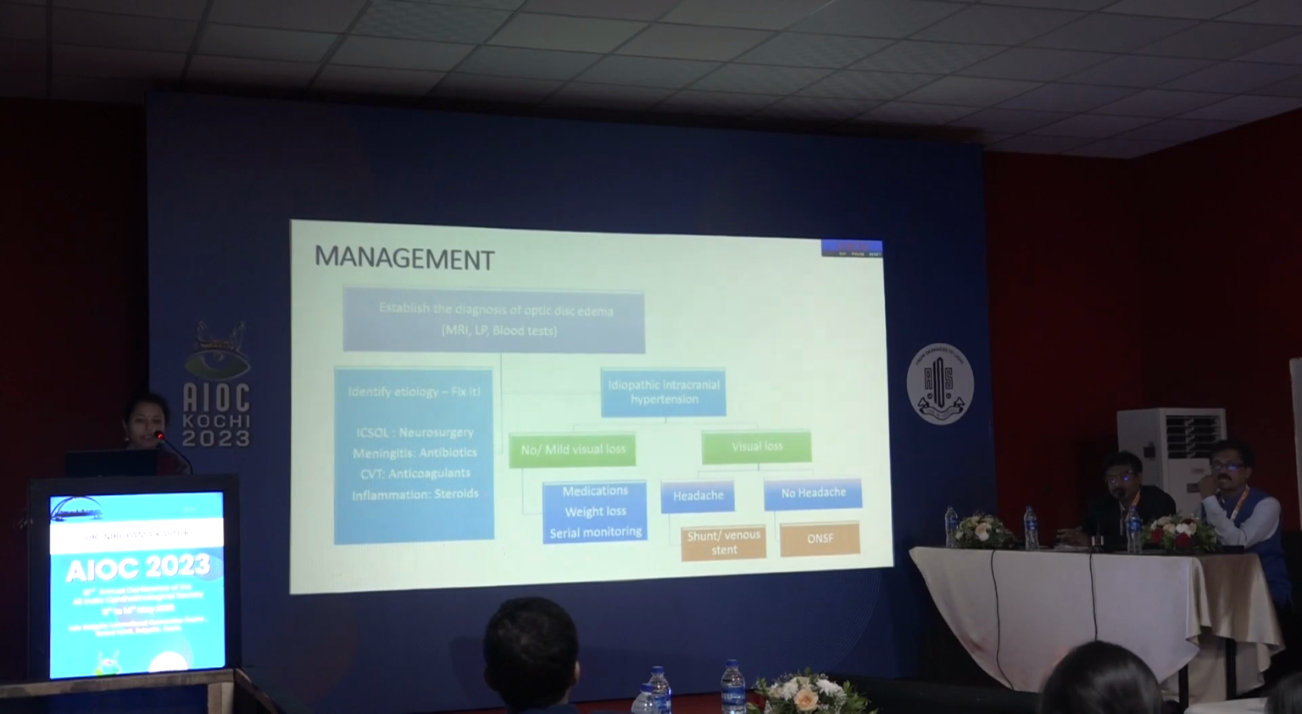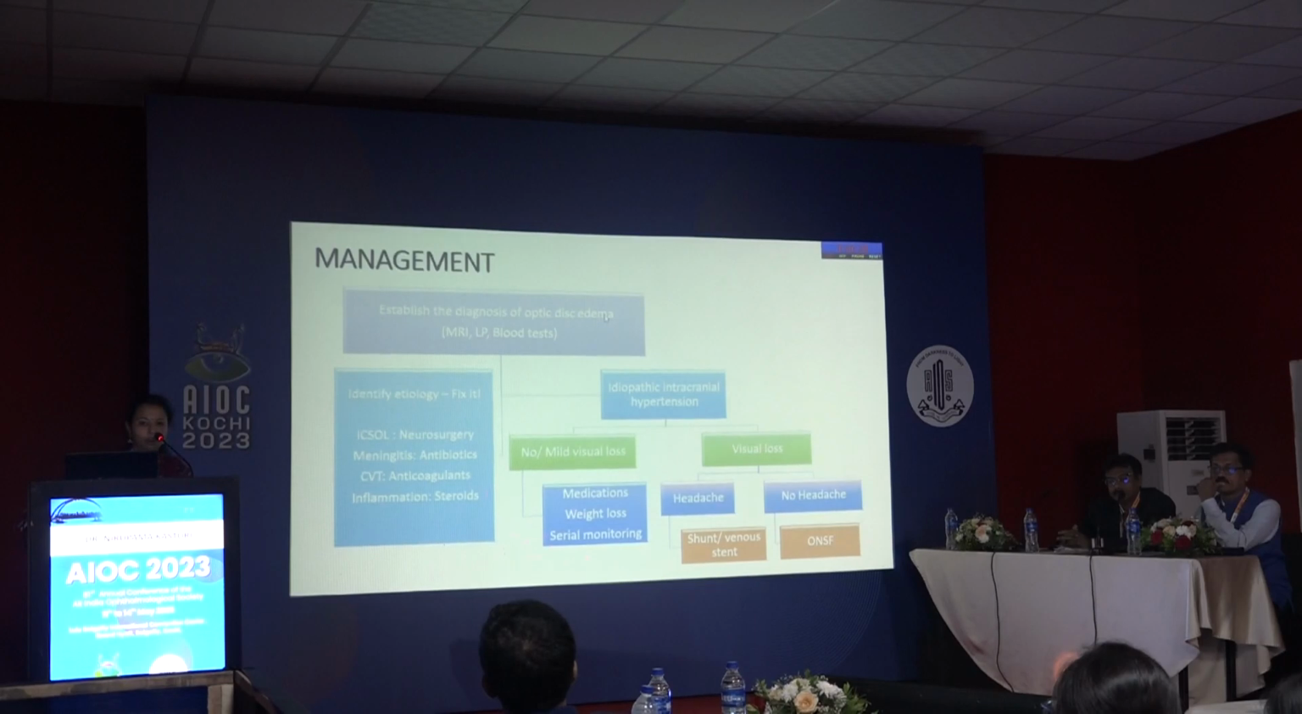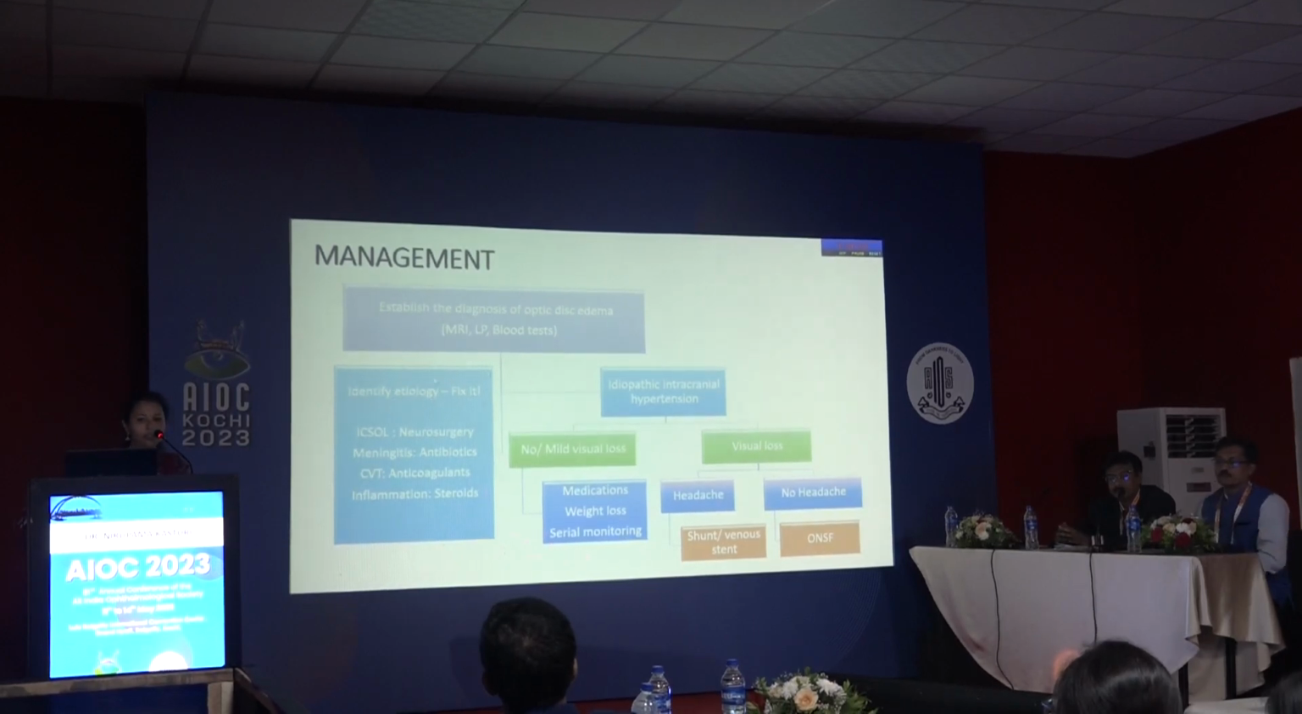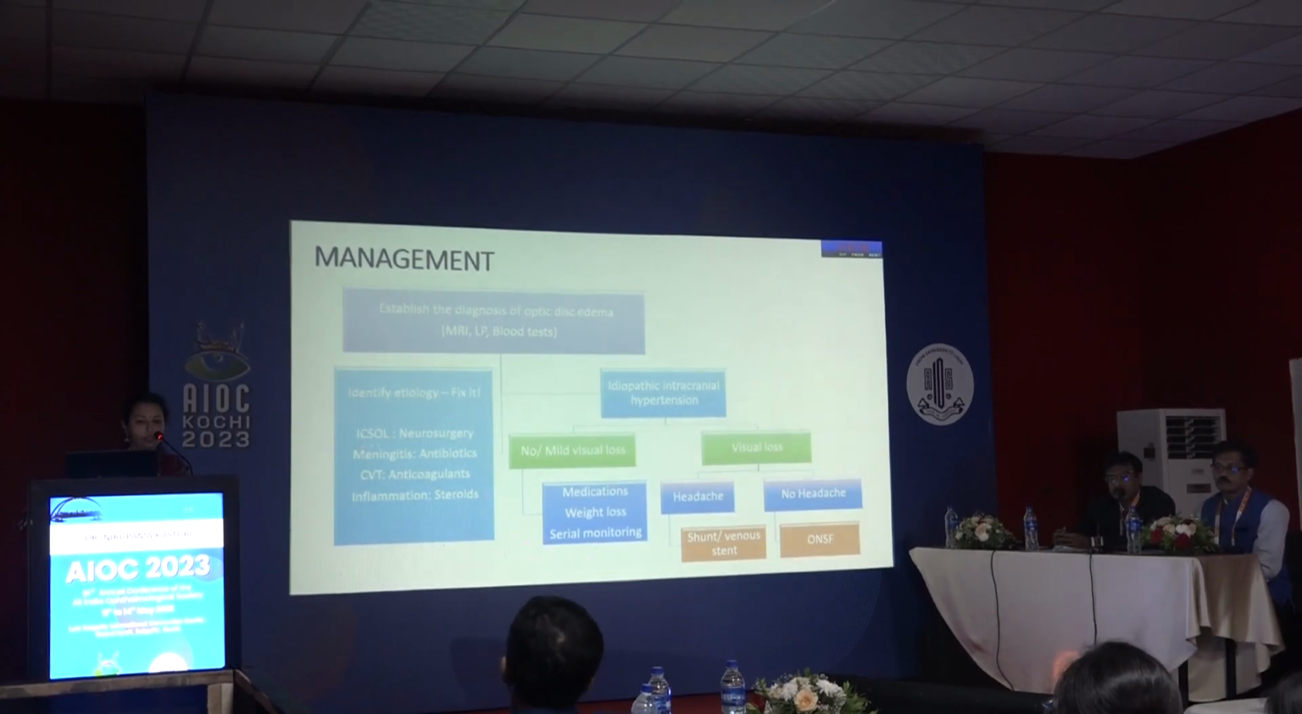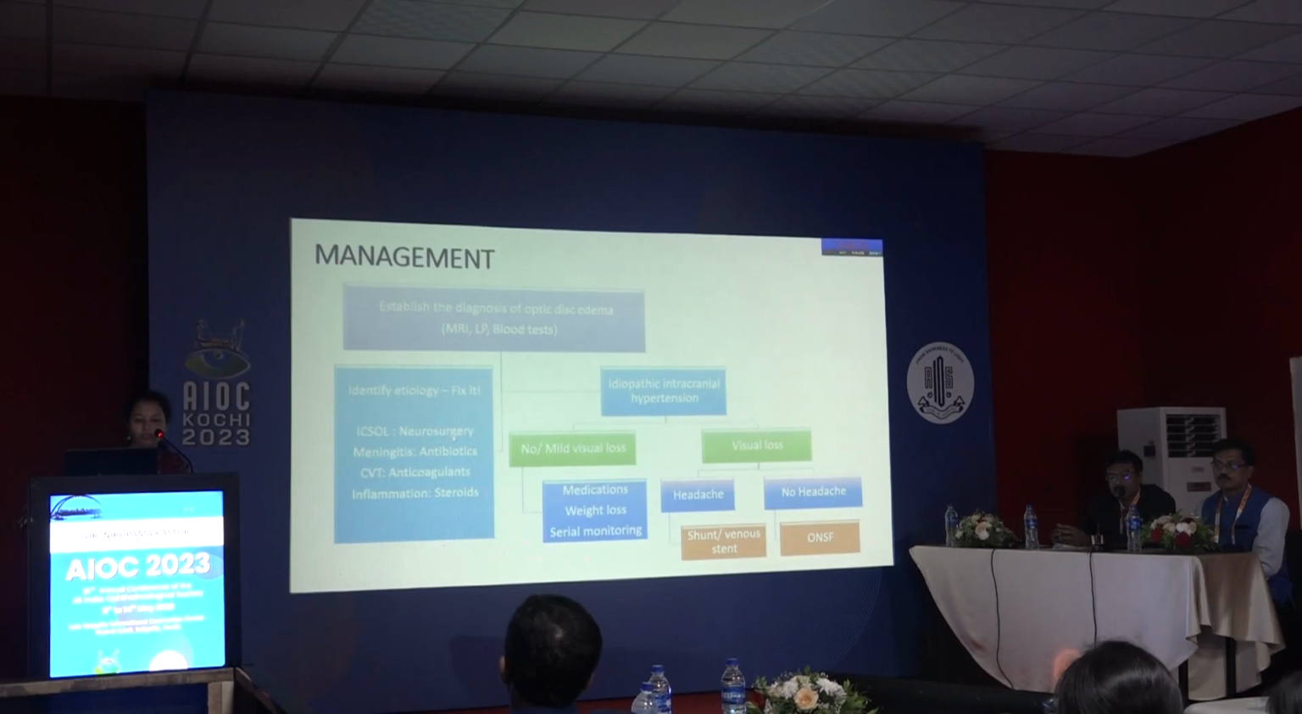So now coming to the management, once you have diagnosed optic disc edema, you should identify the etiology, and once you know the etiology, you have to manage accordingly and fix the etiology. If it is a tumor, we have to refer to the neurosurgeon for neurosurgical intervention. If there is a medical cause like meningitis, appropriate antibiotics. If it is a cortical venous thrombosis, then you have to start systemic anticoagulants. And if it is an inflammation like Vogt-Koyanagi-Harada, then the treatment is of course steroids or immunosuppressants.